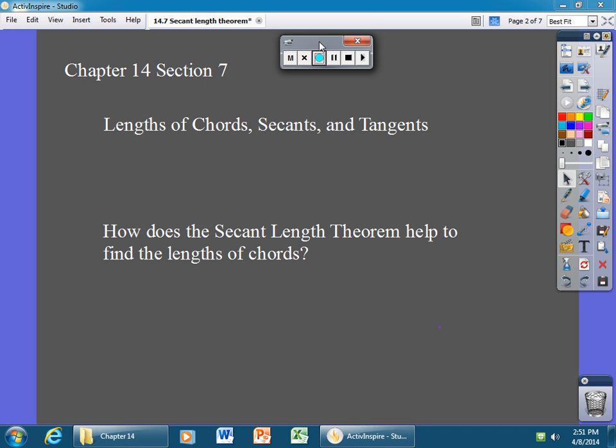Okay, so today is chapter 14, section 7, and this is the last section we are doing in chapter 14, so we're going to be preparing for the chapter 14 test to start on Friday. We're going to talk about lengths of chords, secants, and tangents, and what the secant length theorem does to help us find the lengths of those chords.